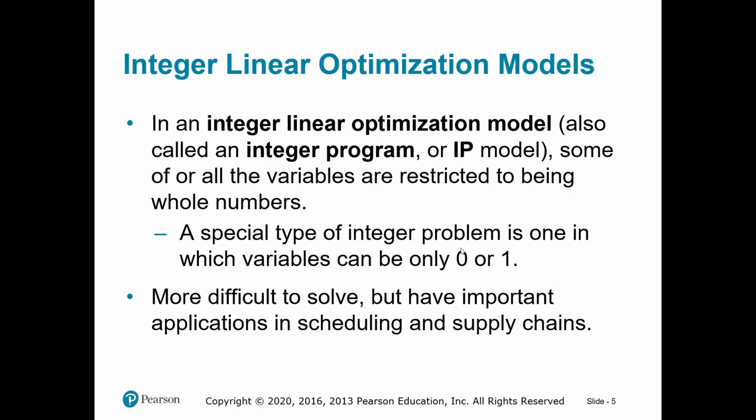But most complex optimization models will generally have both integer variables and non-integer, continuous variables. So we might have the machines, whether they're on or off, and then we might have how many items we produce on each machine, which would be continuous. So we can also have what we call mixed integer linear optimization models.